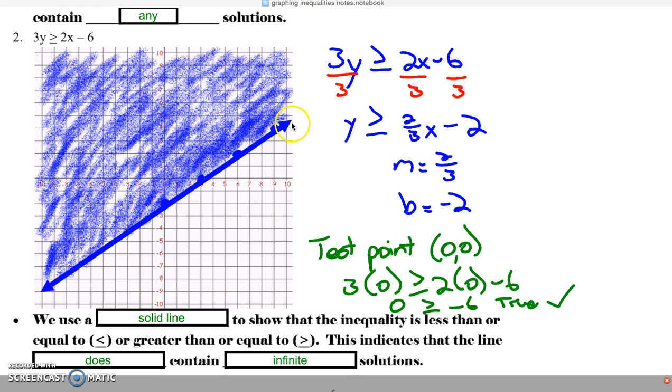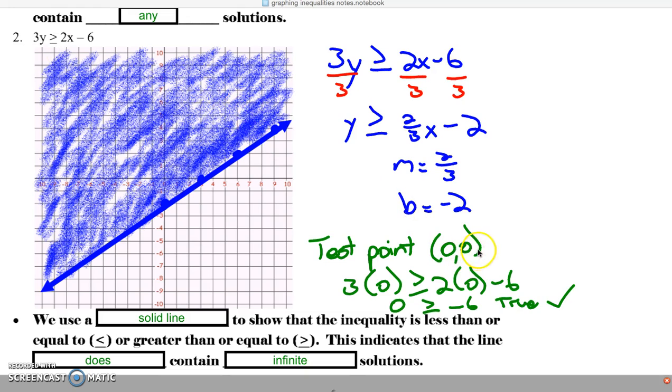Also, this is a solid line because there's an equal to under the symbol. So greater than or equal to or less than or equal to will include the points on the line. And that's important, so we use a solid line to indicate that.